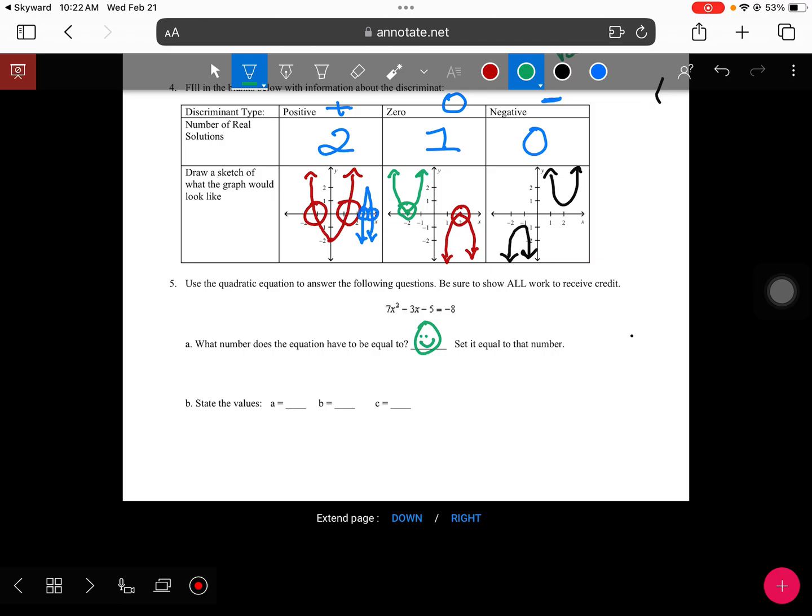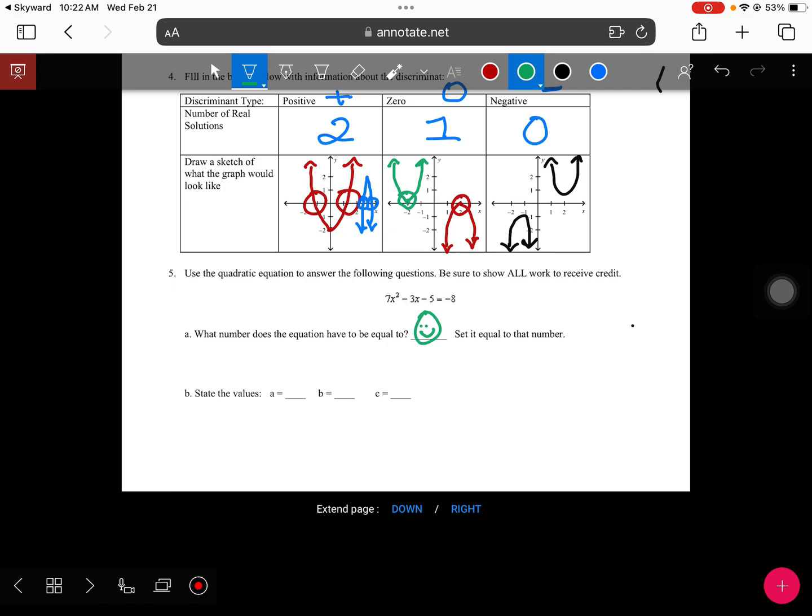So right now, this quadratic equation is not equal to 0. What would I do to make it equal 0? Add 8 to both sides. The 8's cancel out. That gives me 0 on the end, which makes me happy. And in front, I have 7x squared minus 3x. Well, wait a minute. I have this minus 5 plus 8. That's 4 terms. Is that okay?